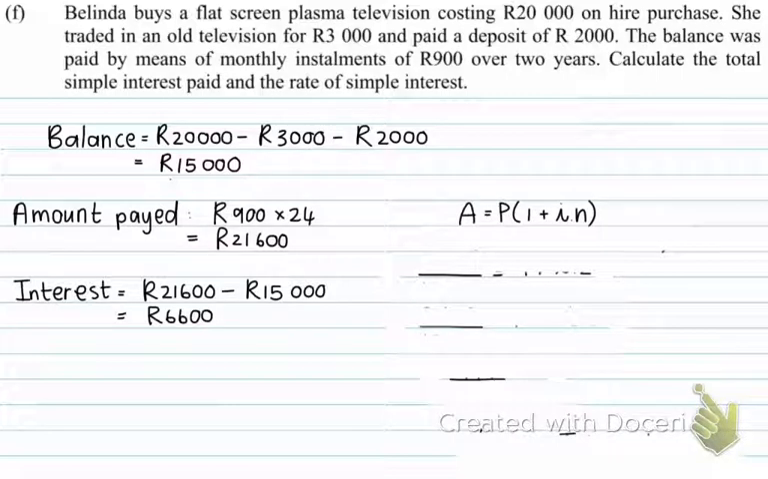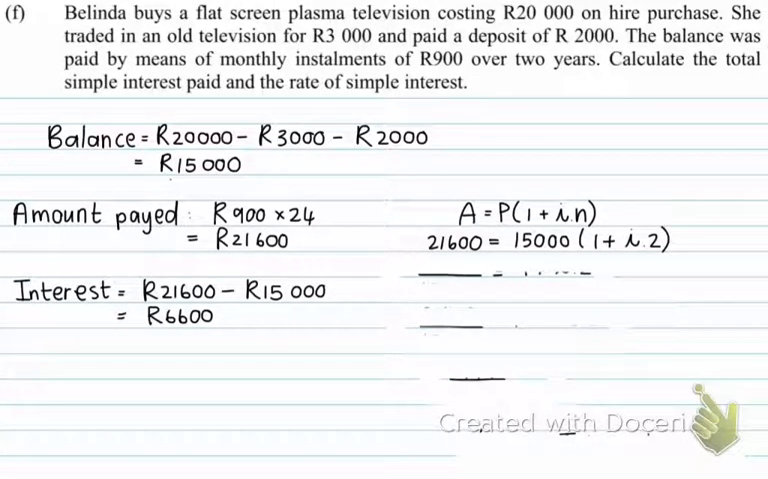Now, hire purchase, we always use simple interest, therefore I use the simple interest formula. We have the value of A, that is the amount paid, which is 21,600. We have the value of P, that is 15,000, our balance. I is the simple interest rate that we need to calculate, and N we know, which is 2 years. 24 months is 2 years. So I substitute that information into my formula.